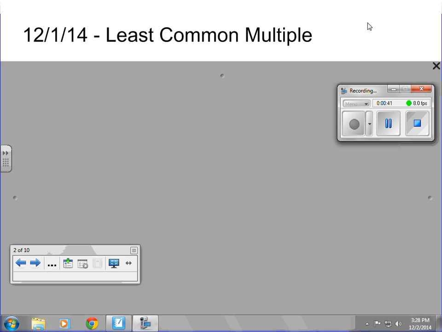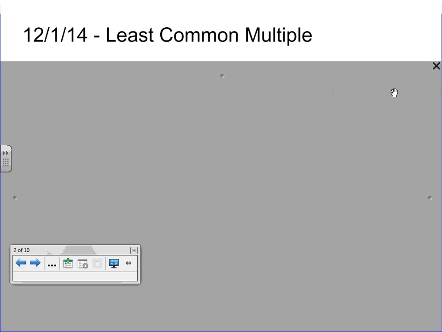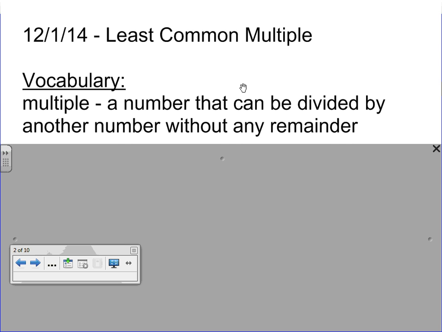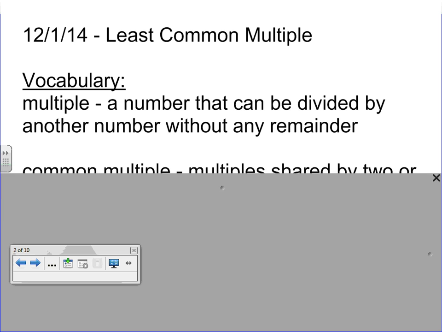A few vocabulary terms here for us to look at before we get started. Right off the bat, what a multiple is. It's a number that can be divided by another number without any remainder. So for example, 10 is a multiple of 2 because I can take 10 and divide it by 2 and get an answer of 5. The other multiples would include 8. 8 can be divided by 2 evenly. Now, I couldn't do something like 7 or 9 because, number one, those are odd numbers, and number two, they wouldn't end up being a whole number when I was done dividing them. But that's an example of a multiple there.